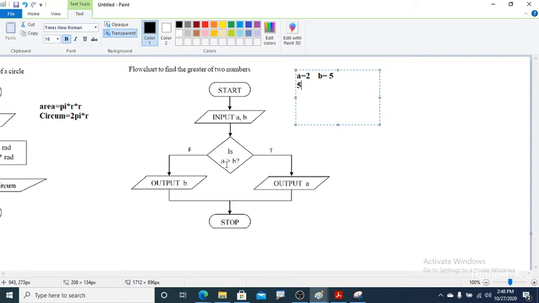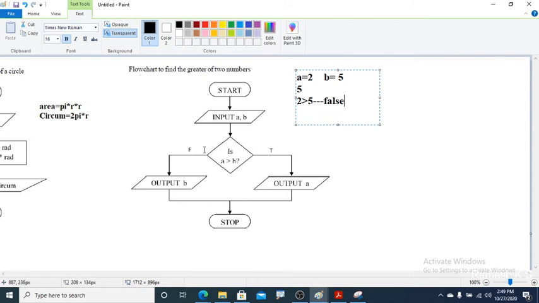A greater than B is a condition. We are checking whether A is greater than B or not. A is 2, so is 2 greater than 5? 2 is not greater than 5, so this statement becomes false.